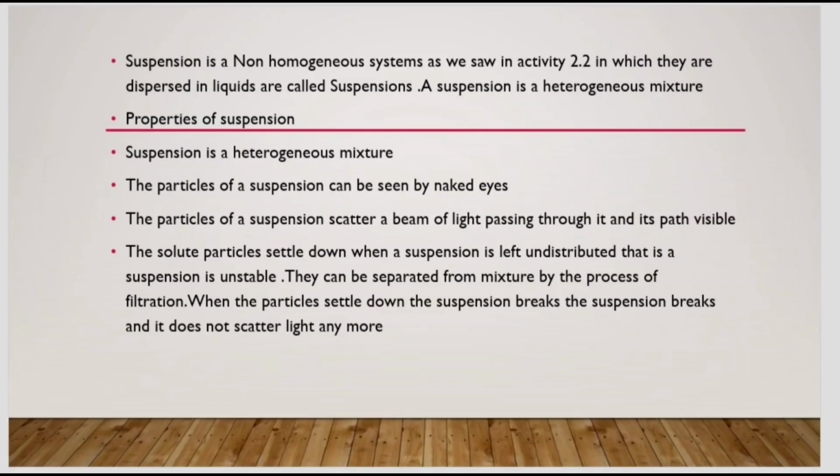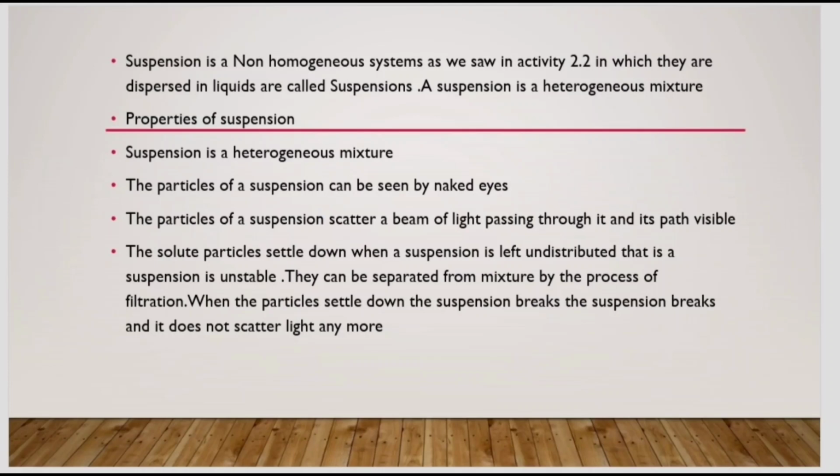Now we are going to learn about suspension. As we start our topic, a suspension is a non-homogeneous system. As we saw in activity 2.2 before, there was dispersion. As you saw, the substance was not dissolving in the water. After some time it would settle down. So when particles are dispersed in a liquid, it is called a suspension.